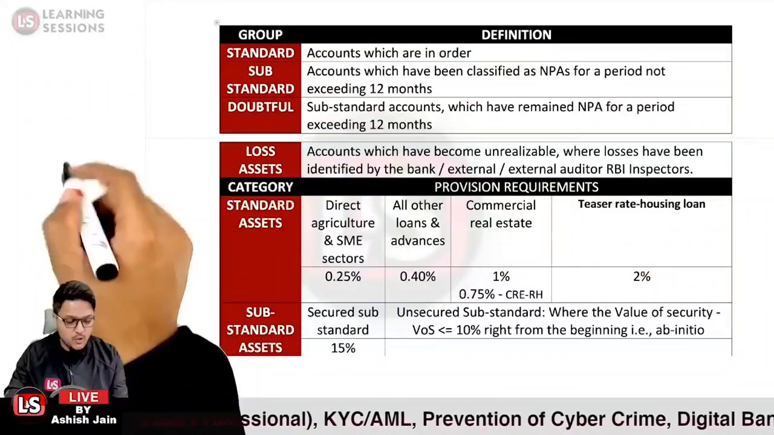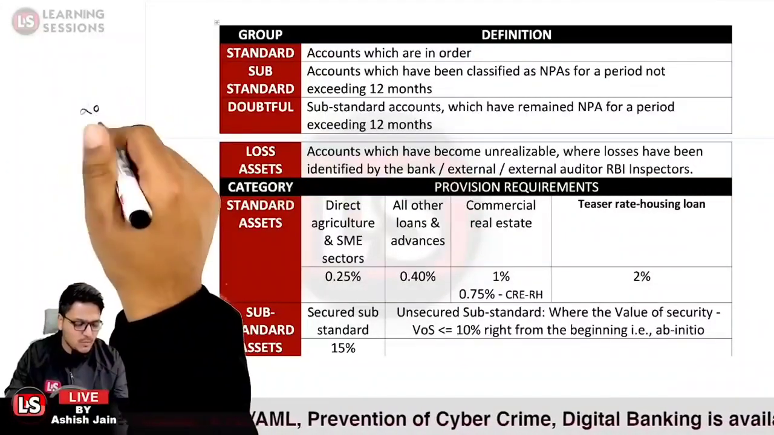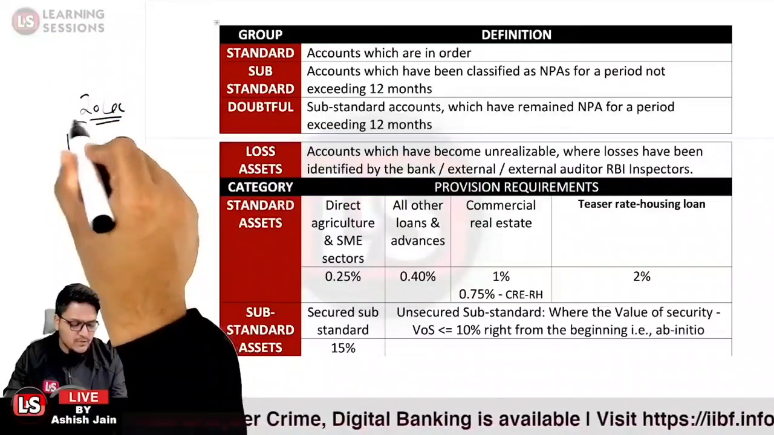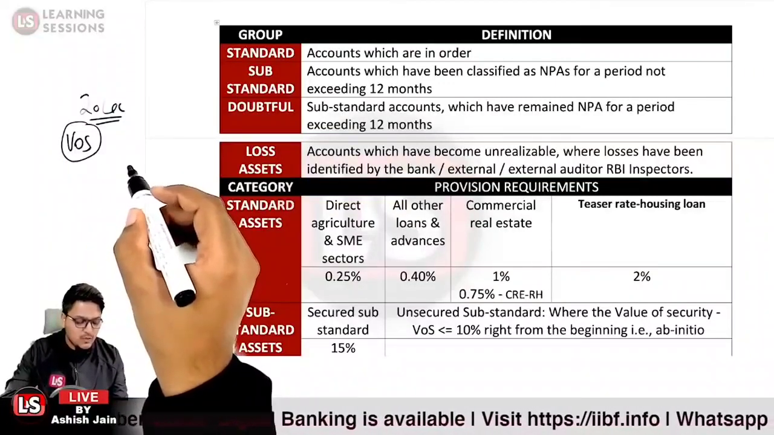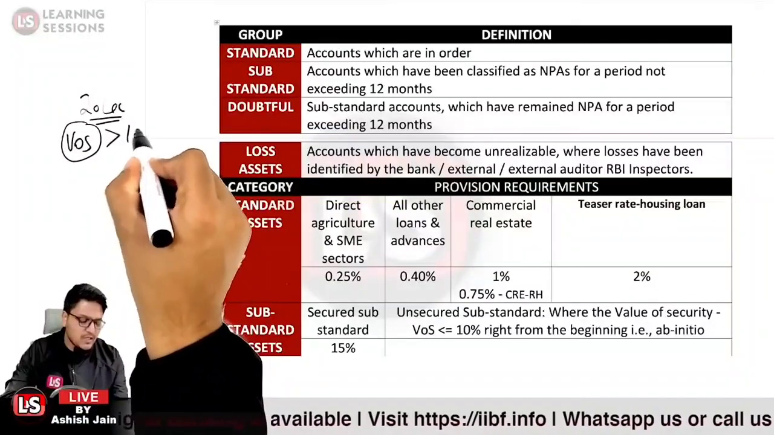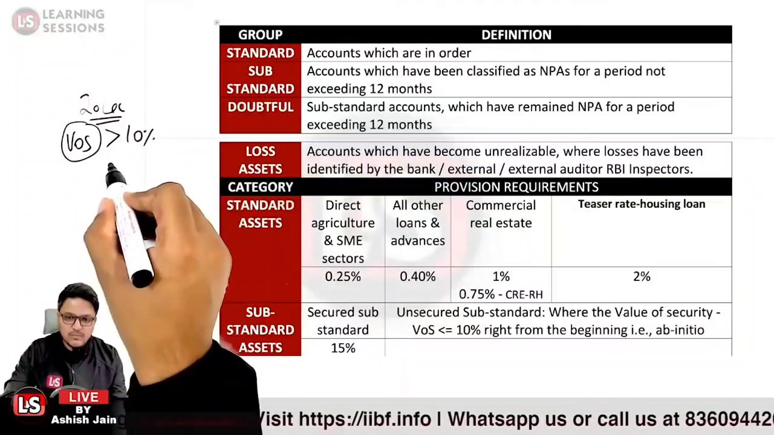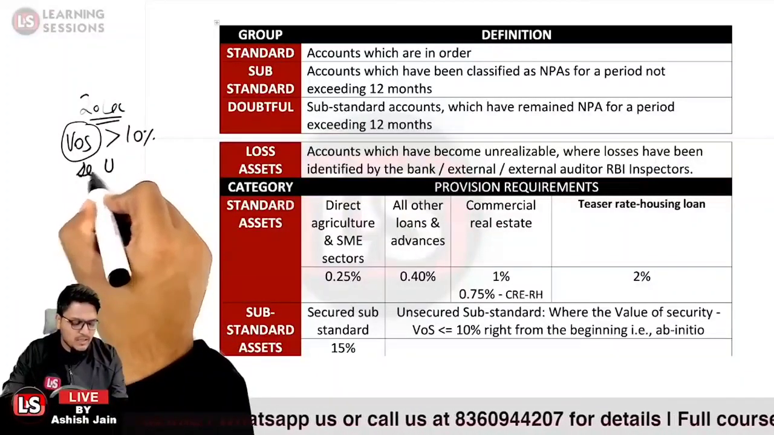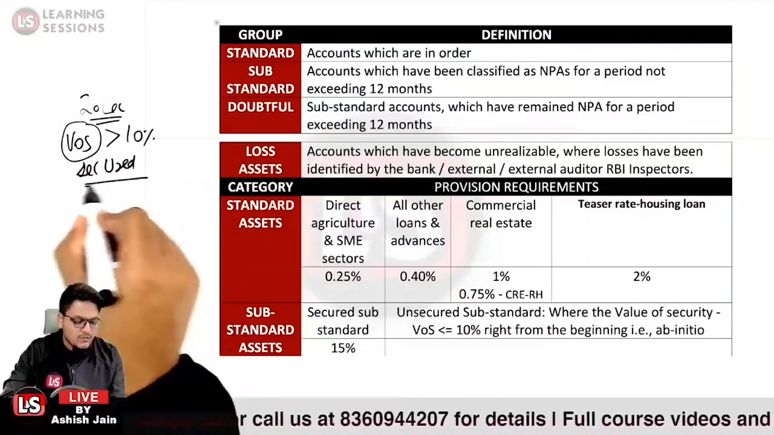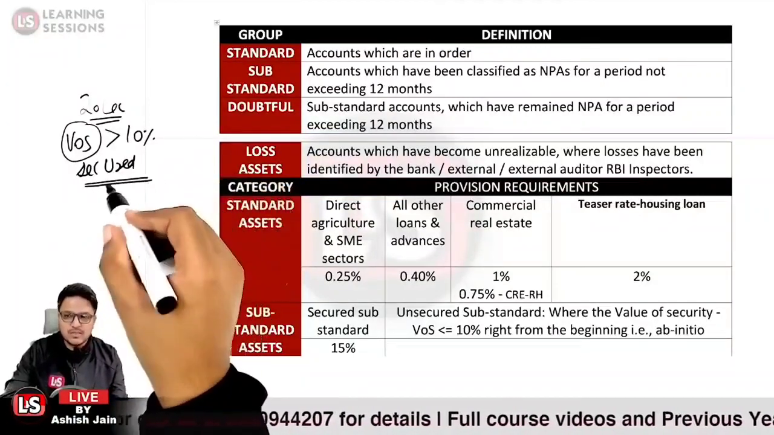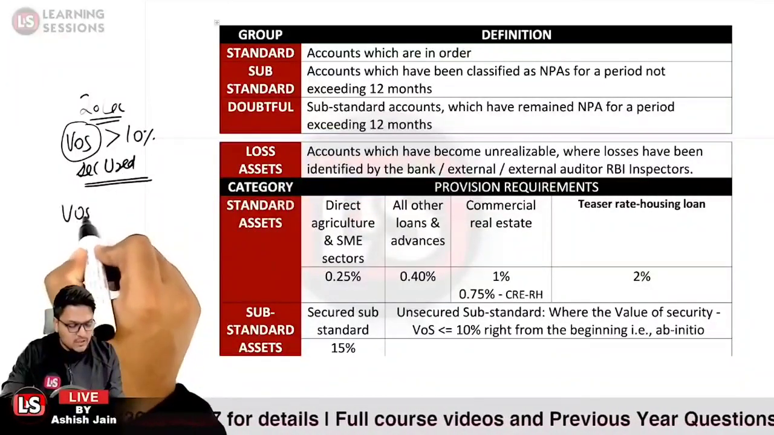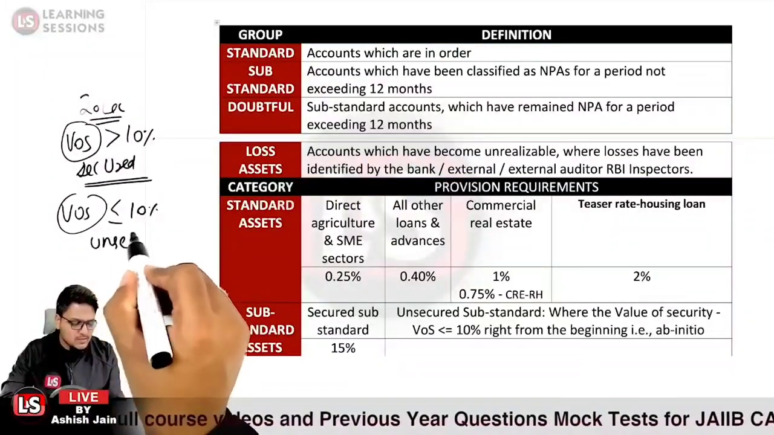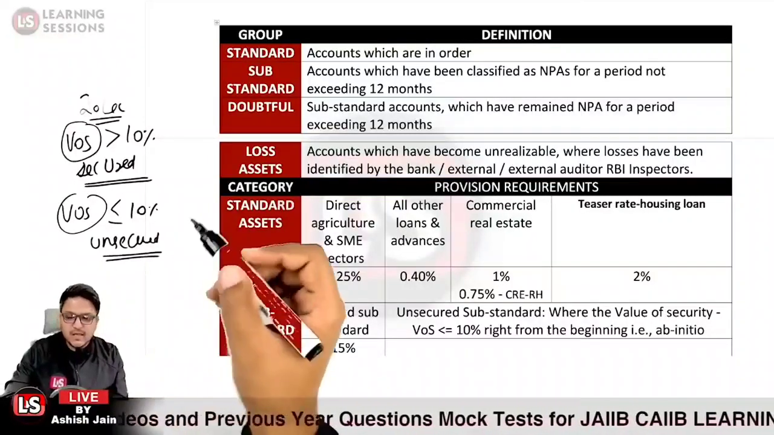In the case of a loan sanctioned, let us take the case that a loan amounting to 20 lakh rupees was sanctioned, and if the value of security available at the time of sanction was greater than 10%, in that case it is said to be a secured loan. If the value of security is greater than 10%, it is said to be a secured advance. And if the value of security is lesser than or equal to 10%, it will be classified as an unsecured advance.